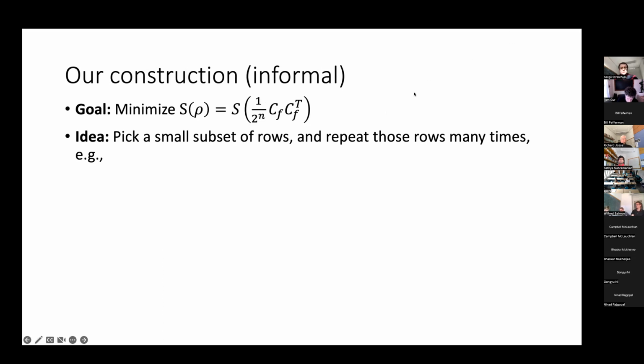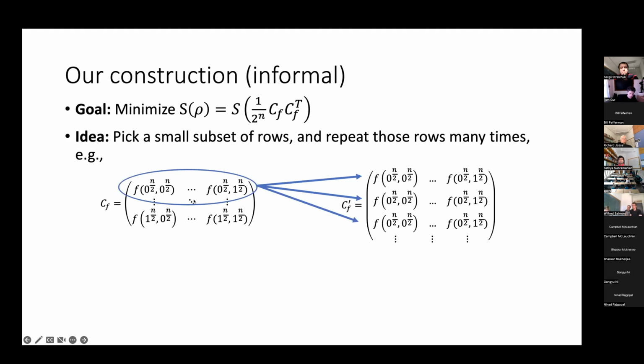I'm going to describe it very informally here, and I'm going to describe it formally in the next slide. Suppose we pick a small subset of the rows of this matrix CF and build a new matrix, which I'll call CF prime, which has the same dimension, for which each row in this old matrix CF is repeated many times in this new matrix CF prime. So for example, if this is CF, we might consider taking the first row of CF and repeating it 3 times in CF prime. Then maybe we take some other row in CF and repeat it 3 more times, something like that.